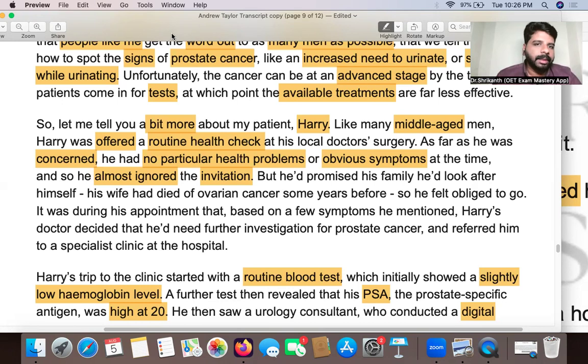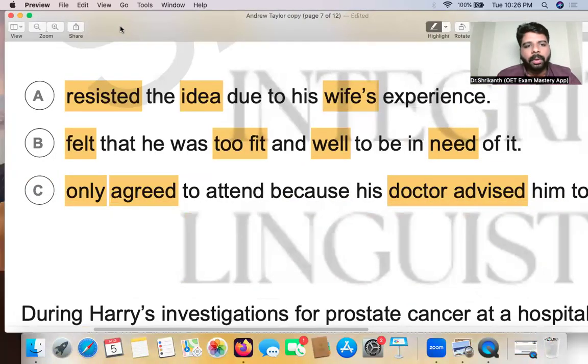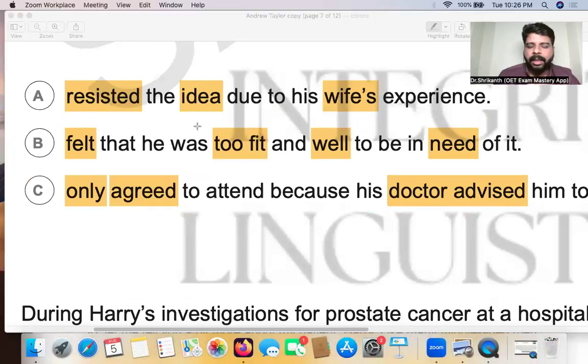That is the routine health checkup. So where did we read all these things over here? We read it over in answer option B, right? He felt he was too fit. He was too fit in need of it. Okay, and that is why he almost ignored the invitation.